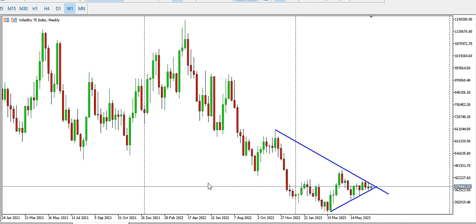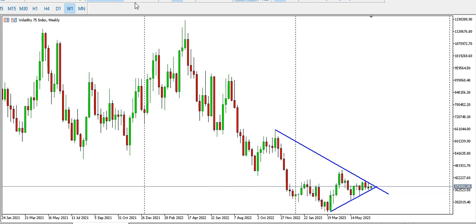Today we'll be looking at how we can trade volatility 75 index, step index, boom and crash index on the lower time frames. But before we take a look at what we have on the lower time frames, we are going to see what has happened on the higher time frame. All right, I'll be starting with volatility 75 index on the weekly time frame.